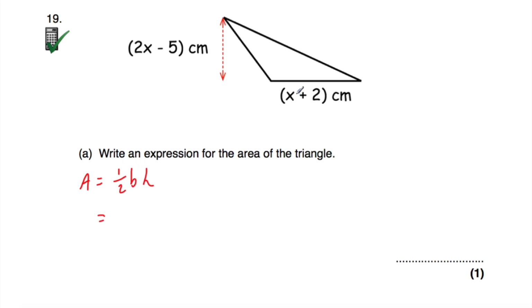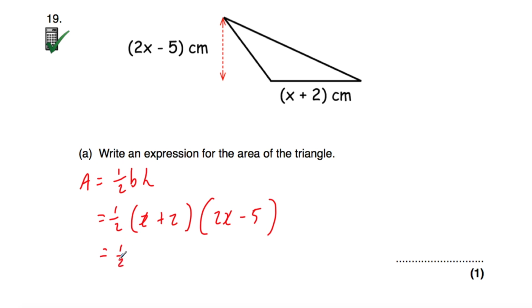So for this triangle, it's going to be half, and then in brackets, the base, x plus 2, times the height, which is 2x minus 5. That's the perpendicular height. And that's it. That's our expression for the area of the triangle. Actually, I'm going to expand the brackets because perhaps if we expand these brackets, we might be able to divide all the terms by 2 or half them all. Maybe. Let's have a look and see.